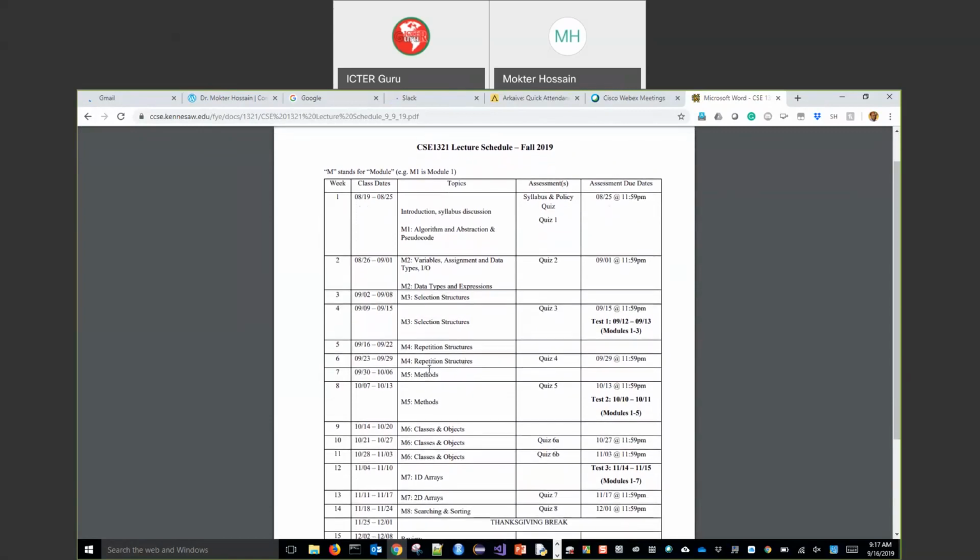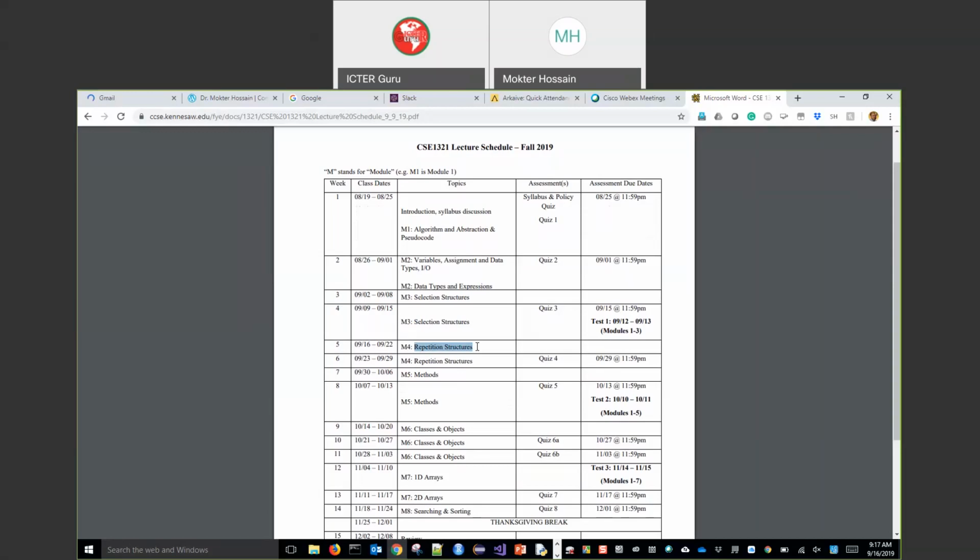So according to our schedule, this week and next week we will discuss selection structures, repetition structures and methods. These three in combination are the building blocks of a programming language. If you really want to learn a programming language, you need to be clear about selection structures, repetition structures and methods. Once you understand selection structure, the rest should be easier.